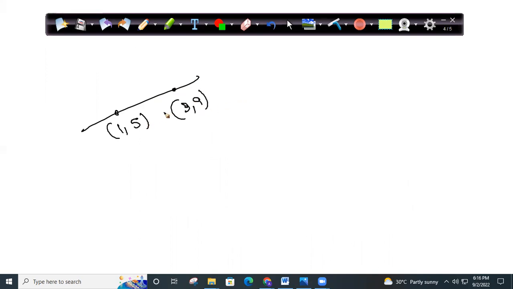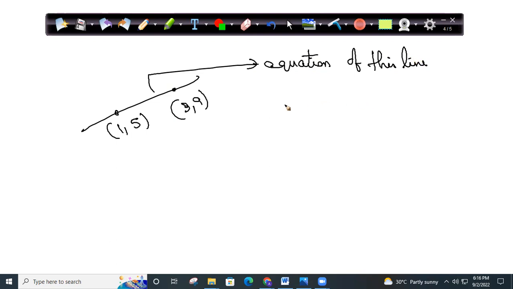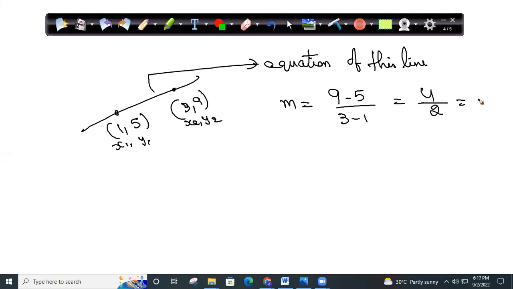So assume I have 2 points on the line. I need to find the equation of this line. What is the first thing I need to do? I need to find slope of the line. What is the slope of the line? 9 minus 5 by 3 minus 1. This is x1 y1. This is x2 y2. There are some non-math students in the class, so I'm explaining you detail. Who are math students, you can do in seconds. 4 by 2. So 4 by 2 is 2.